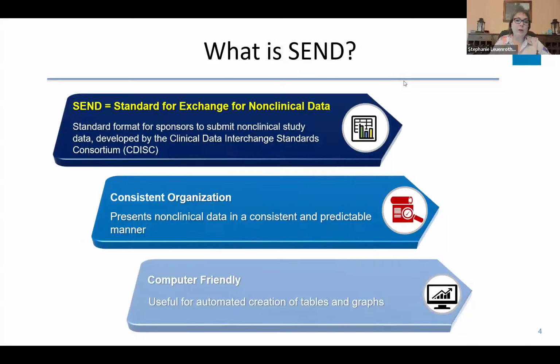Okay, so to begin with, what is SEND? Well, SEND is the standard for exchange of non-clinical data. This was a data standard that was developed by CDISC. And the whole point of this, and this is also true for the clinical side of data standards, is that it provides a consistent organization of data. It's computer friendly. We are able to take these data sets and in a standard way use tools to be able to visualize all of these data from multiple studies from the same application and really from across applications.